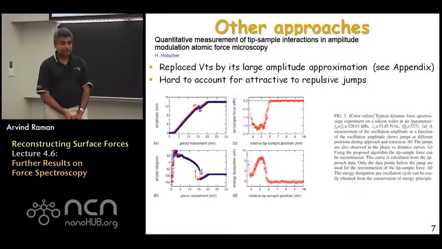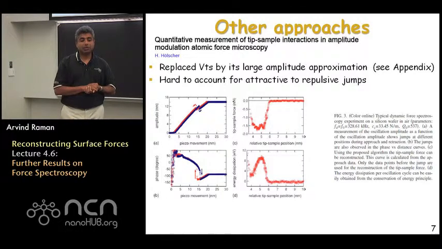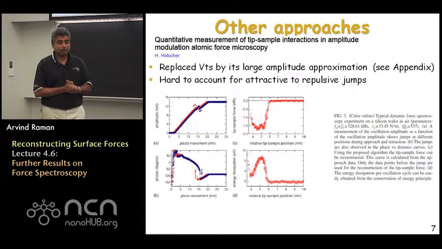And what they basically did is they used the large amplitude approximation. Recall that when we had our expressions for frequency shift, they were related to the tip-sample interaction forces, and there was an approximation that allowed us to invert the relationship, and the approximation was under conditions where the oscillation amplitude was large compared to the decay length of the tip-sample interaction forces, which allowed the inversion of the integral and easy conversion of frequency shift into interaction forces.